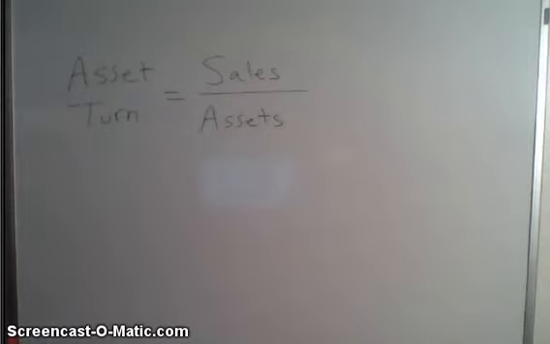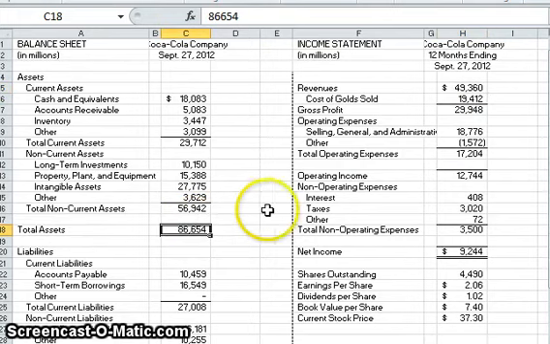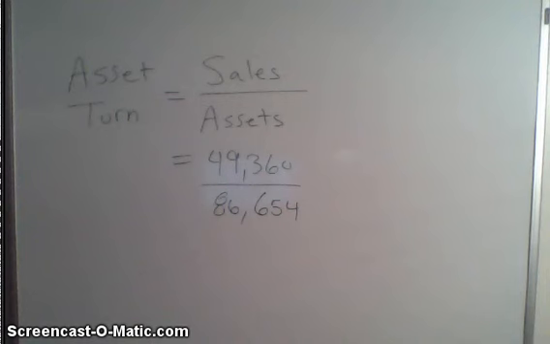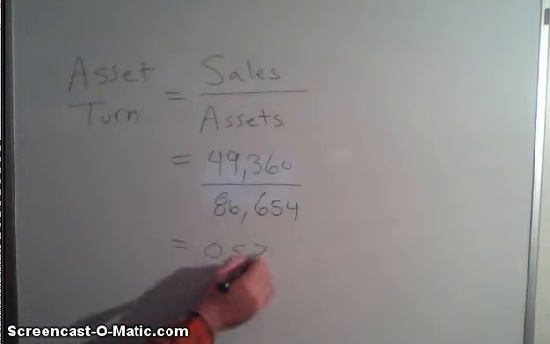So we'll go to Coca-Cola. We know sales, 49,360. Their total assets are 86,654. So I've written these numbers out here, and if you divide those out, you get 0.57.